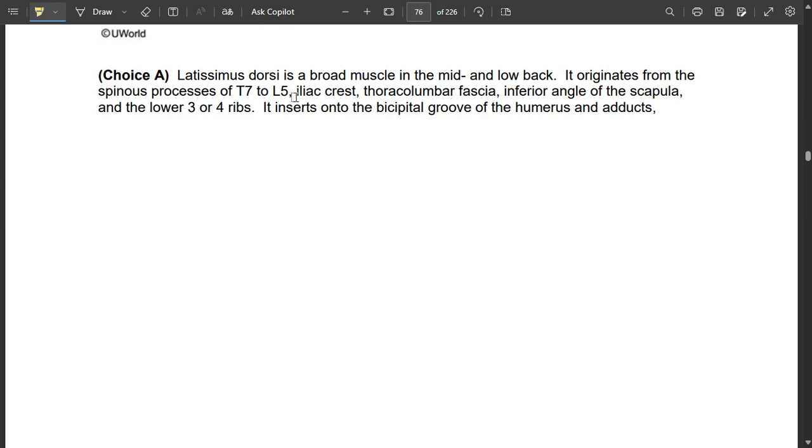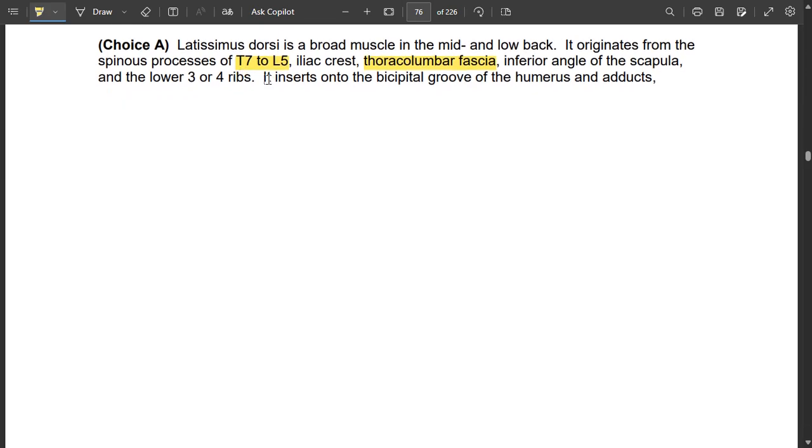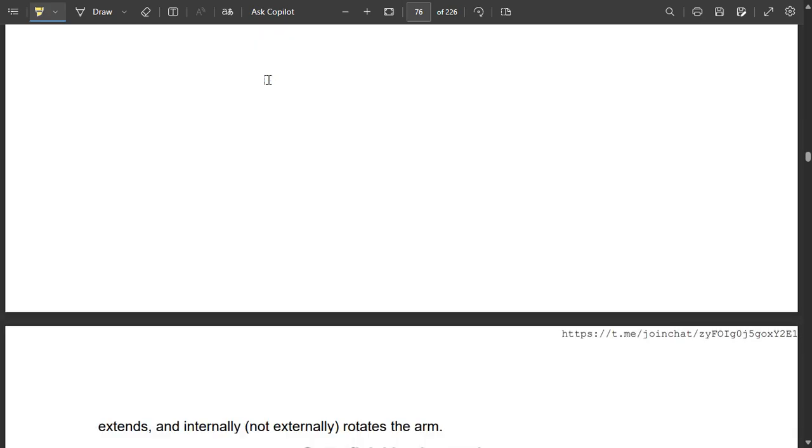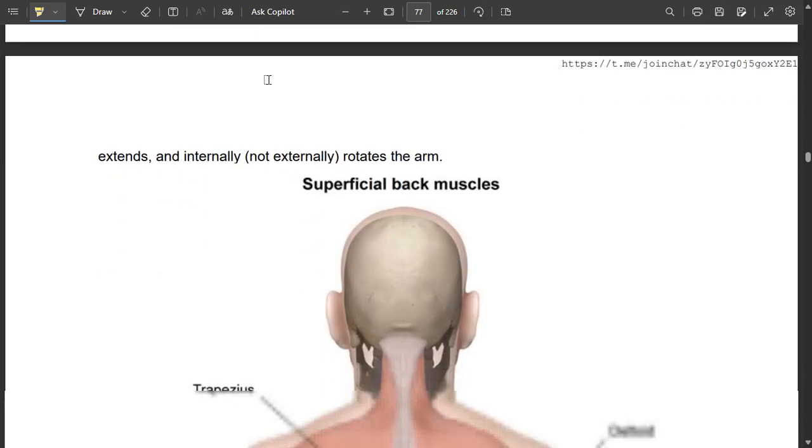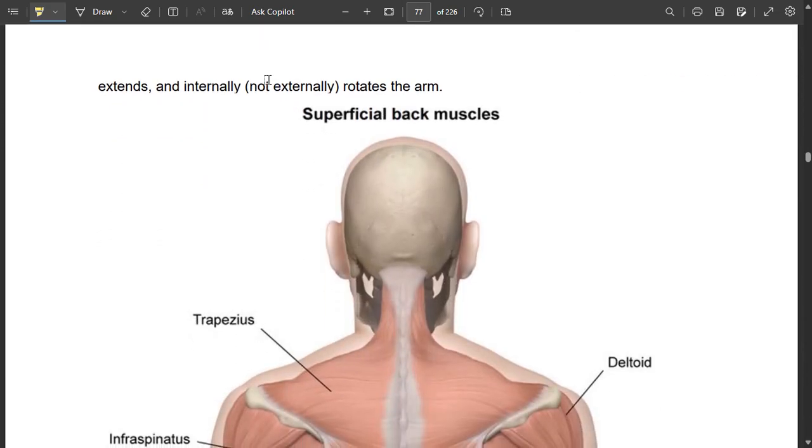So latissimus dorsi, the broad muscle in the medial lower back, originates from the spinous processes of T7 to L5, iliac crest, thoracolumbar fascia, inferior angle of the scapula, and the lower 3 or 4 ribs. It inserts into the bicipital groove of the humerus and helps in adduction. It also extends and internally rotates the arm, so it helps in internal rotation, not external.